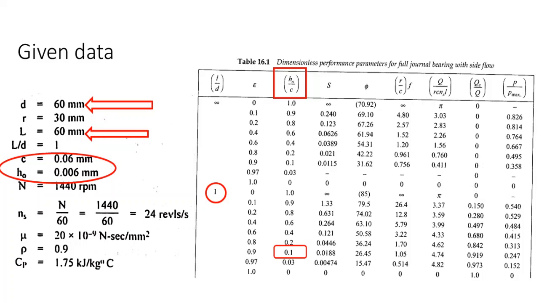Coming back to the given data, N is 1440 rpm. If I want to convert it into revolutions per second, I have to do 1440 divided by 60. So it is 24 rps. Mu, coefficient of viscosity, is given in centipoise. I'll multiply by 10 raised to minus 9. So I'll get 20 into 10 raised to minus 9 Newton second per mm square.